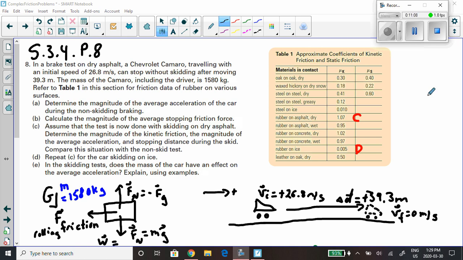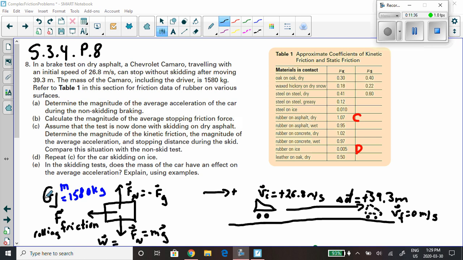All right, so I assume everybody tried this question, and now you're just going to come along for the ride to see how we're going to solve it together. Get it? Come along for a ride because it's a car ride. So, in a brake test on dry asphalt, a Chevrolet Camaro traveling with an initial speed of 26.8 meters per second. Okay, so look, I've drawn a diagram down here in my given.